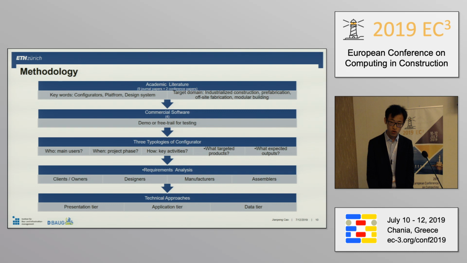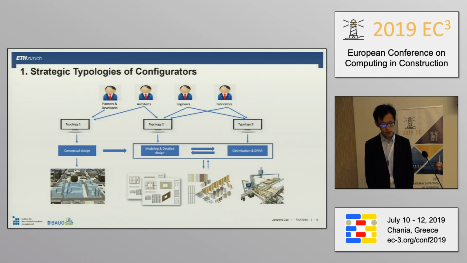The second step, we categorize the requirements of stakeholders from the clients, designers, manufacturers, and assemblers. We further demonstrate which requirements each typology of configurators try to achieve. And last but not least, we apply this 3-tier software architecture decomposition strategy to study the technical approaches for the development of configurators, namely the presentation tier, application tier, and data tier.